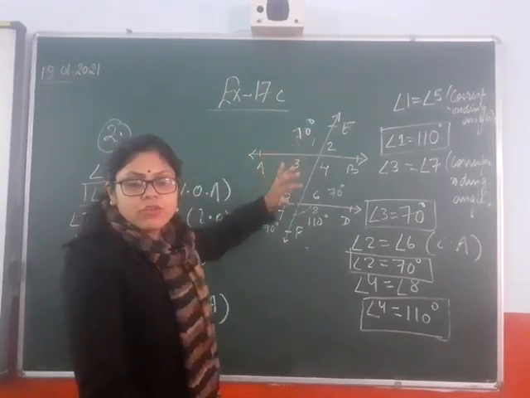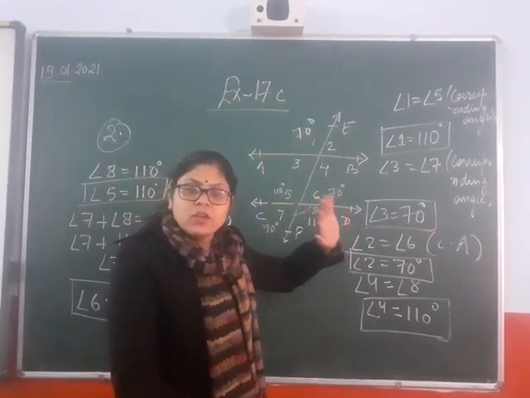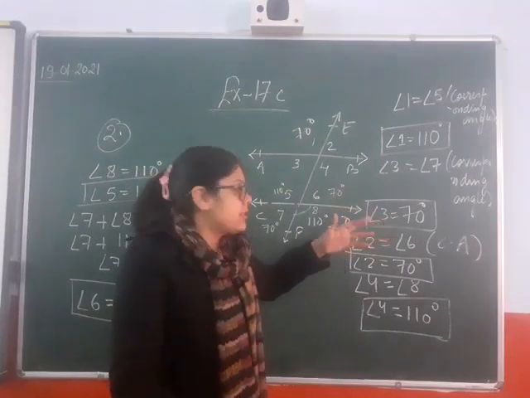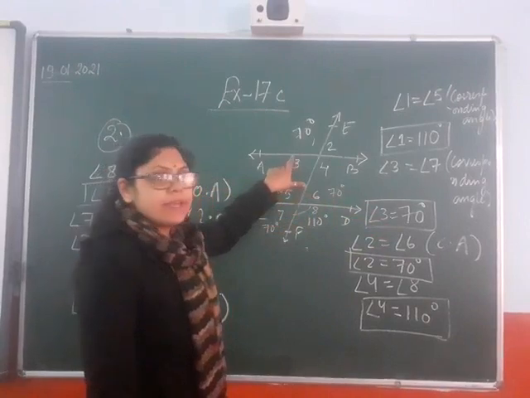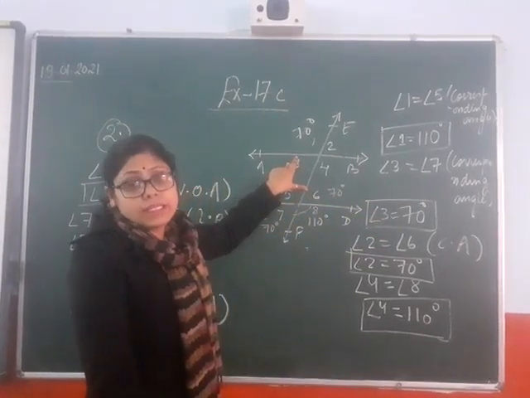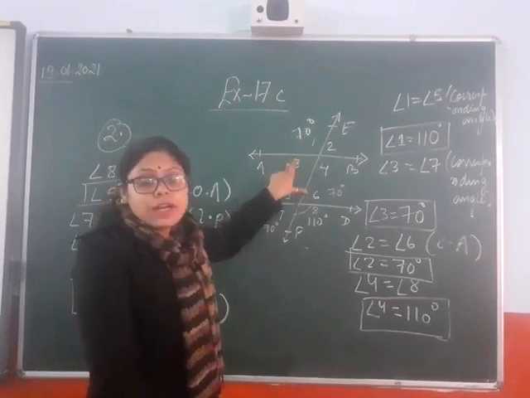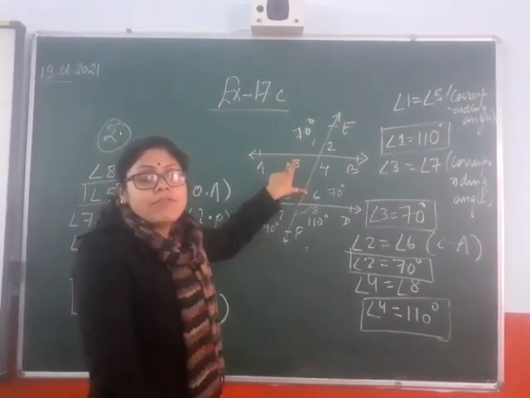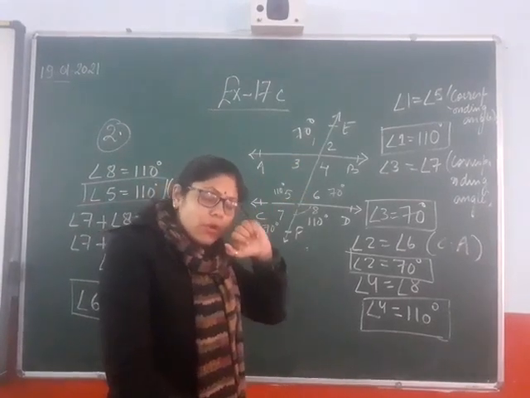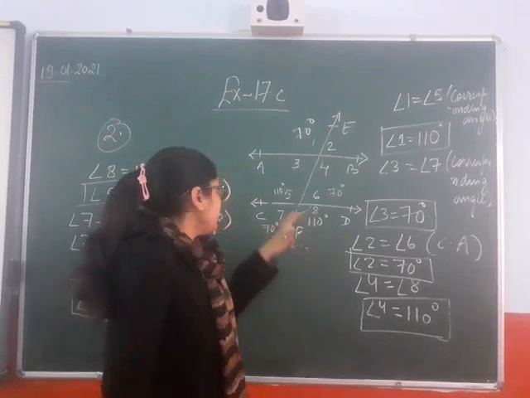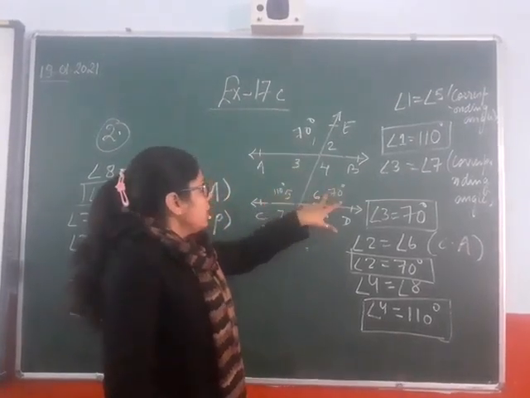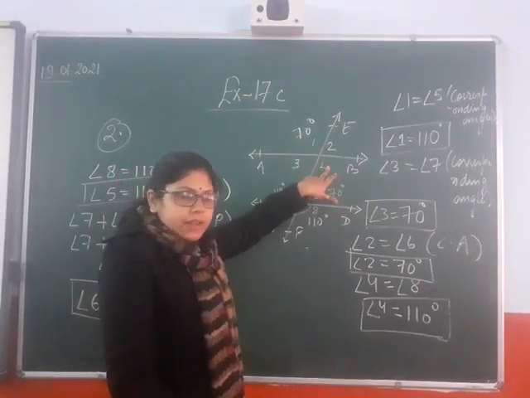Angle 5 and angle 3, what are they making? Co-interior. So many ways are there. So 110 degree plus angle 3 will be equal to 180. But why are you writing this? That is the important thing. We are writing it because they are forming co-interior angles, and the sum of co-interior angles is always equal to 180. So angle 3 you will get as 70 degree. Similarly you will get angle 4 as 110 degree.